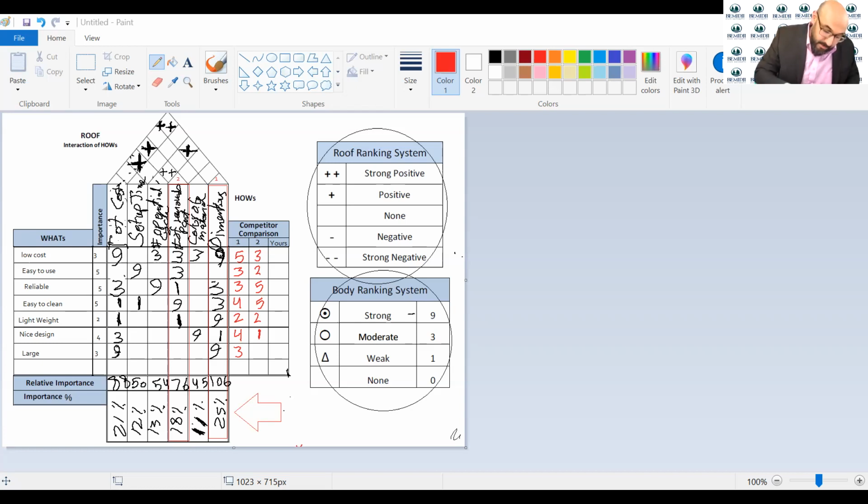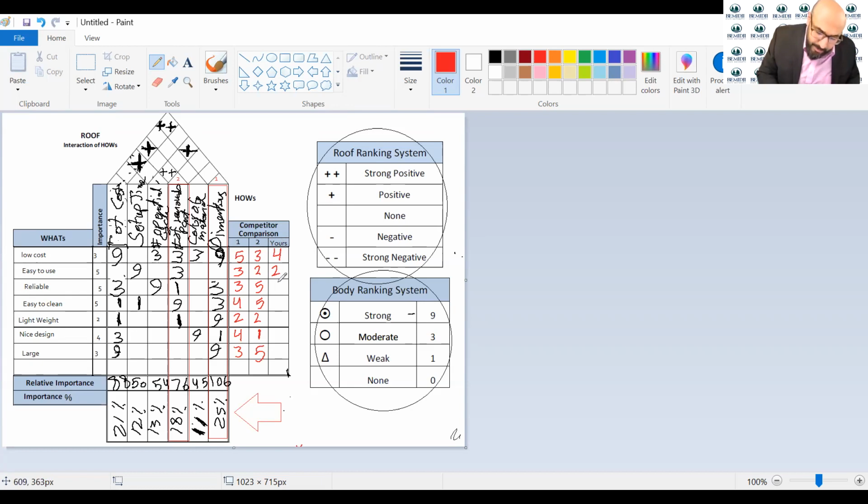And next would be you. How would you rate yourself on these categories? Your current situation. We are offering a low cost. So yes, that would be about four. Not as cheap as competitor one. Ease of use, I think we're about the same as the second competitor in complexity and ease of use.